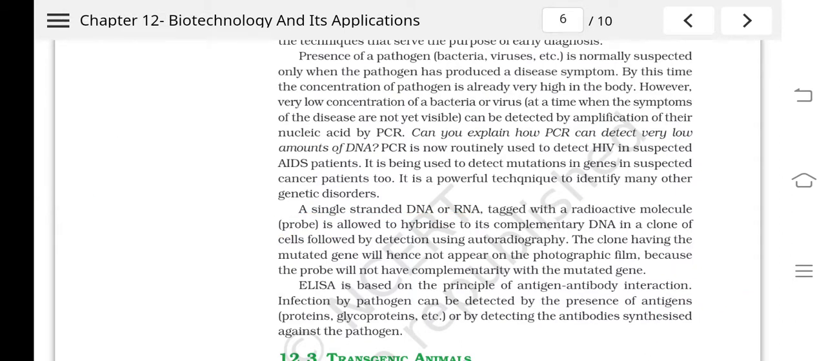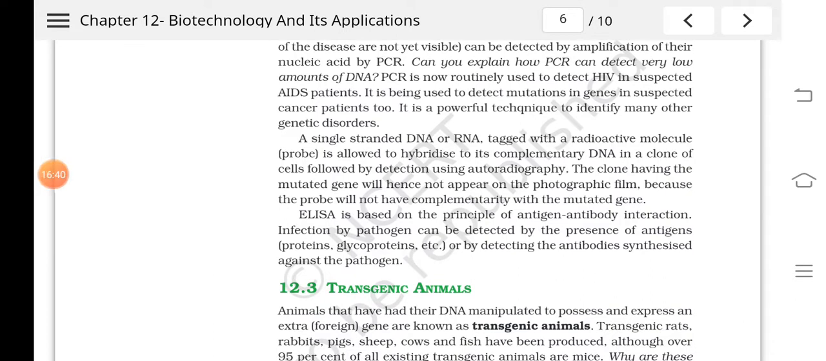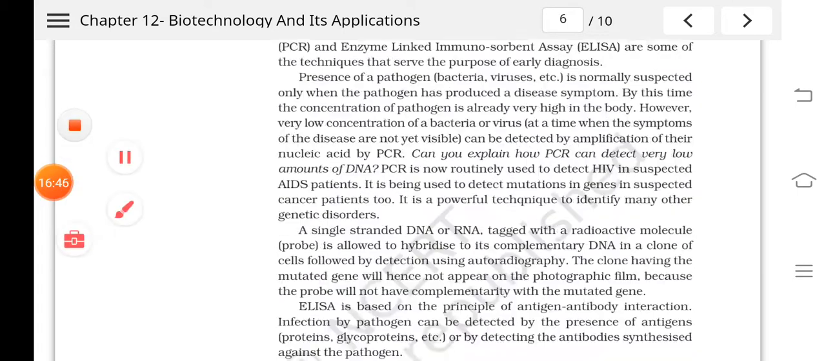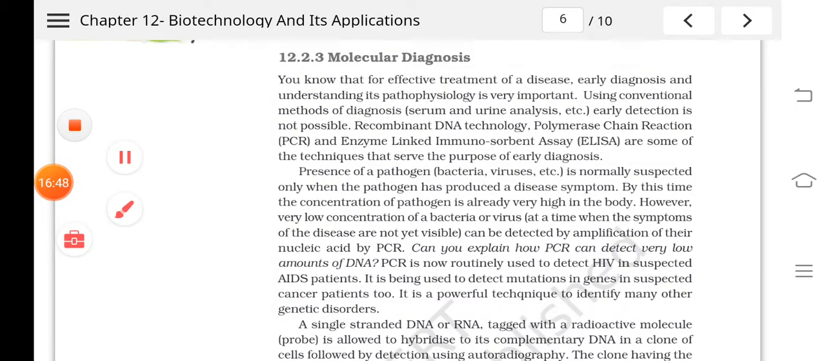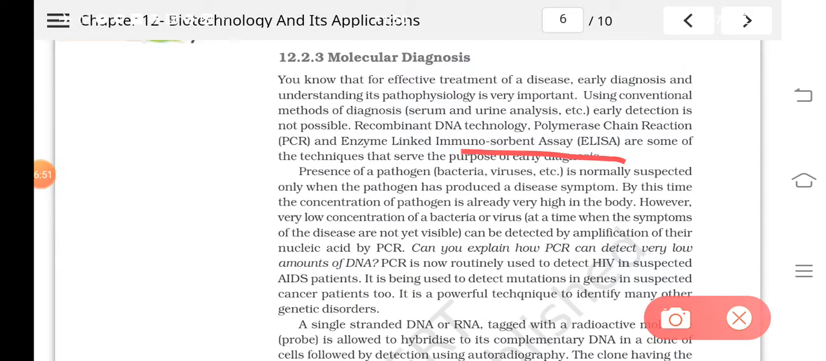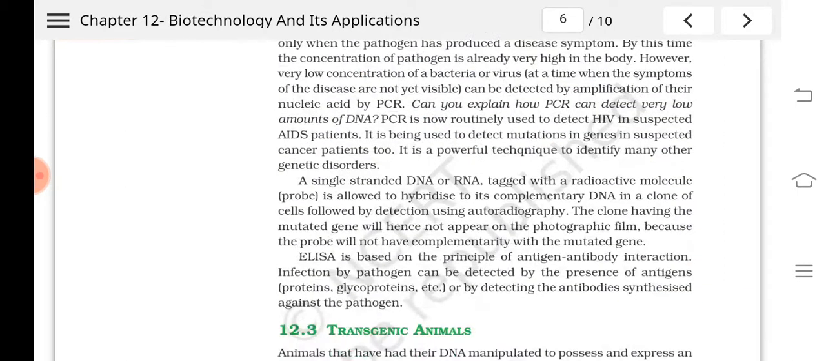Clear? So another test that is developed in biotechnology is ELISA. What is the full form of ELISA? Enzyme linked immunosorbent assay. You have to learn this: enzyme linked immunosorbent assay. The ELISA test. So this is based on what? On the principle of antigen antibody interaction.